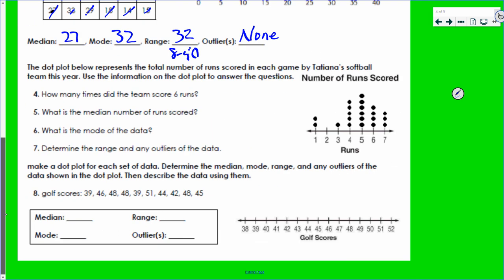Okay, let's look at our next one. Now they've given us a dot plot. All we're going to do is interpret the data. So this one should be pretty simple. How many times did the team score 6 runs? 4, because there's 4 data points there. Make sense?